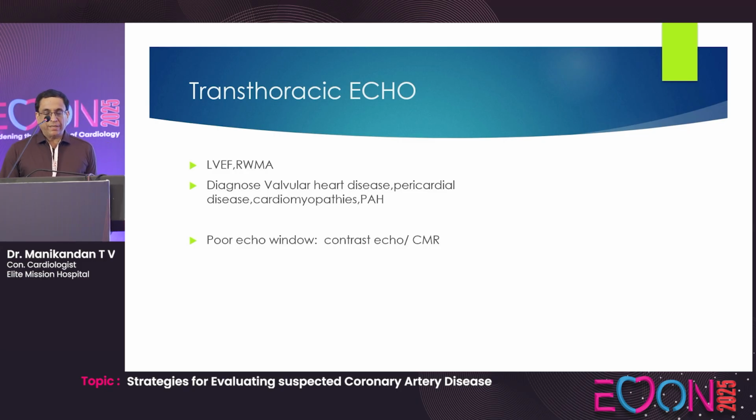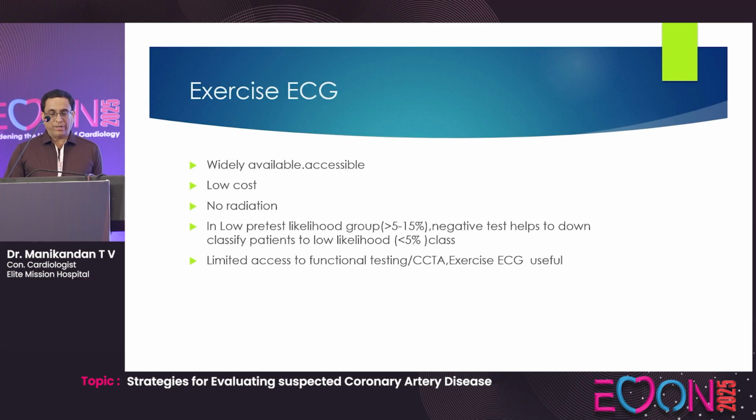Exercise testing is widely accessible and available. It's low cost, no radiation. In the low pretest likelihood group, that is the 5 to 15% group, if it is a negative TMT, we can down-classify the patients into the very low risk group of less than 5%. And with limited access to functional testing, like no availability of CT coronary angio, and MRI is doubtful, we can go for exercise ECG, which is very useful in this group.